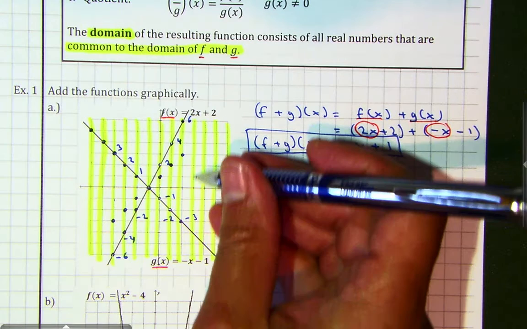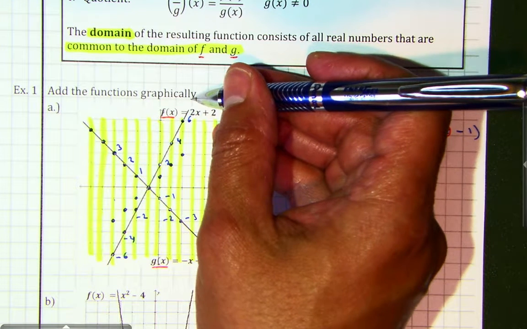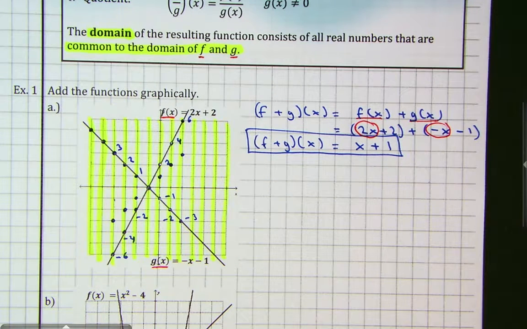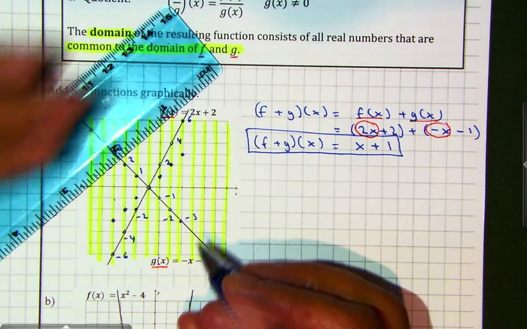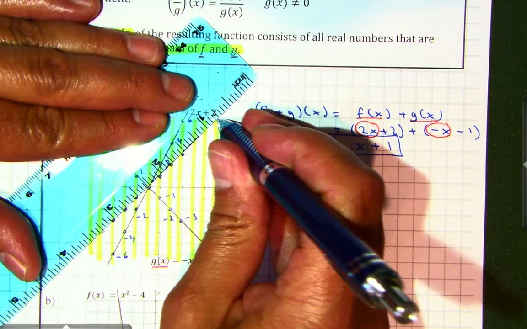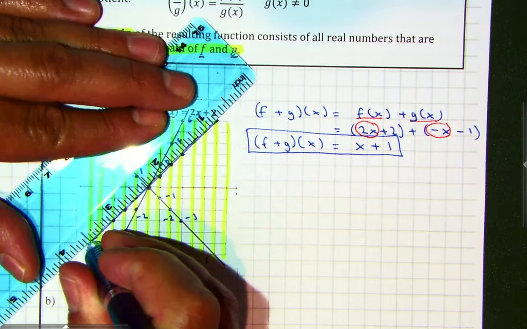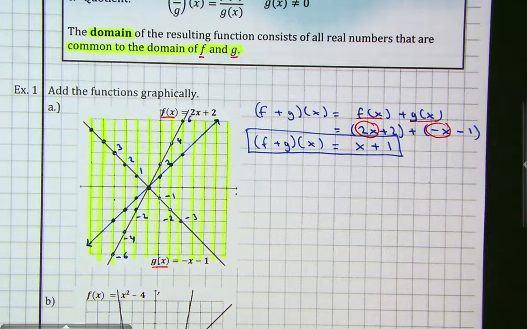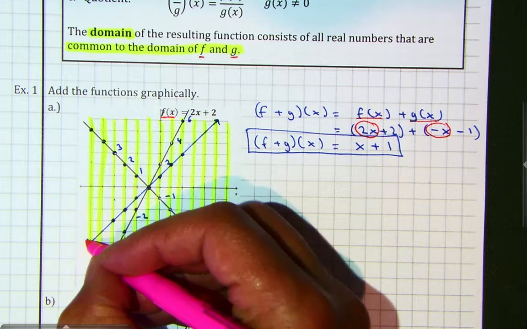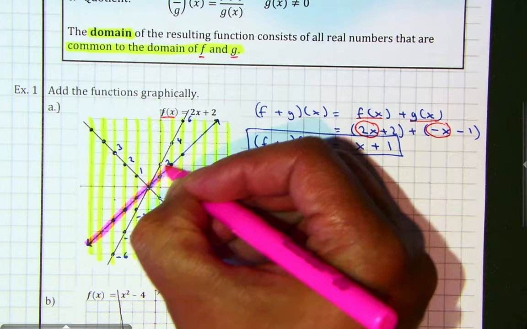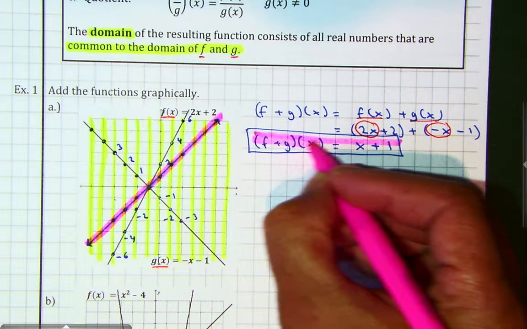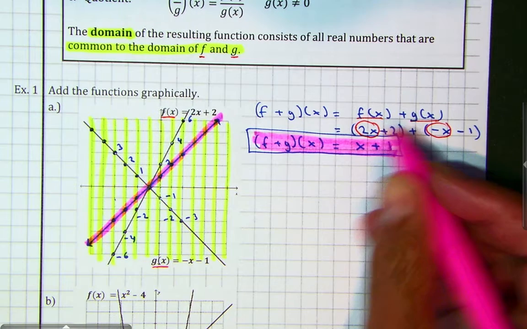Now if I try to do the next one, there's no y value for f of x that's visible. So I must stop. Therefore, this is my resulting graph. I'm going to highlight it, and that should match the function here that we added algebraically.